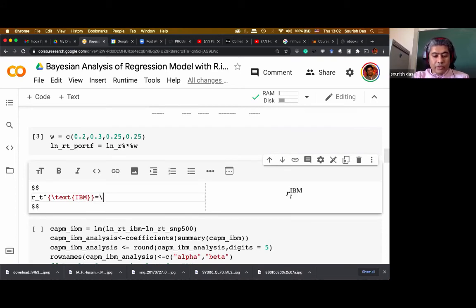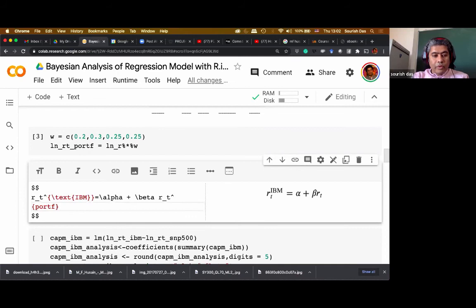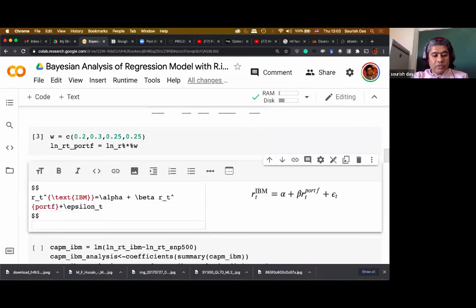as a function of alpha plus beta times RT on the portfolio plus epsilon T, and we are just assuming this epsilon T. This is like brute force. We are going to check these assumptions later, but for the time being, we just assume this follows normal with 0, sigma square.